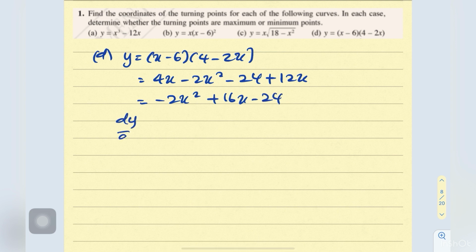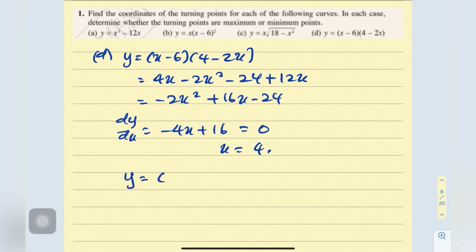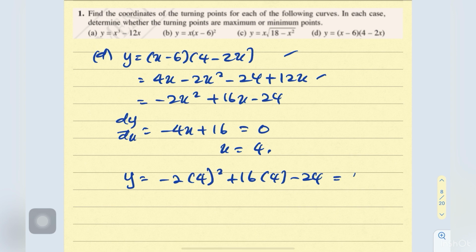So then we can differentiate one by one: negative 4x plus 16. For a turning point, dy/dx equals 0, then we get x equals 4. Then we substitute x equals 4 into y. We can use any one; let's say I choose the third one. So negative 2 times 4 squared plus 16 times 4 minus 24, which is 8. So the coordinate is (4, 8).